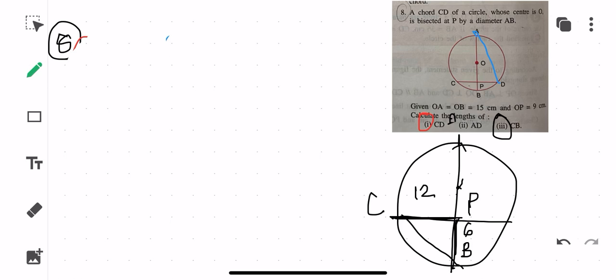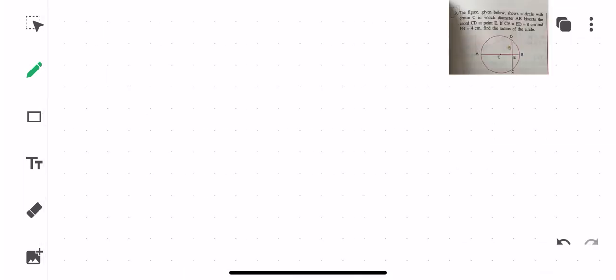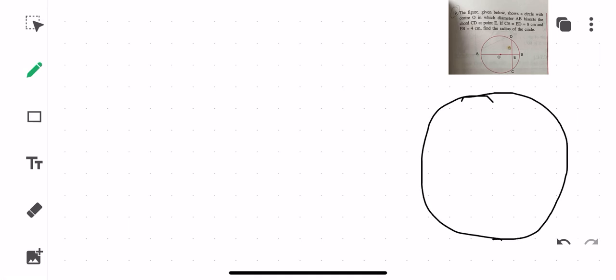We'll now be moving to question number 9, children. We'll just have a look into it quickly. Okay, so this is our question number 9. So question number 9 says what? The figure given below shows a circle with center O in which diameter AB bisects the chord. Okay, so this is the figure that has been given, children. Of course, it's given in your textbook.